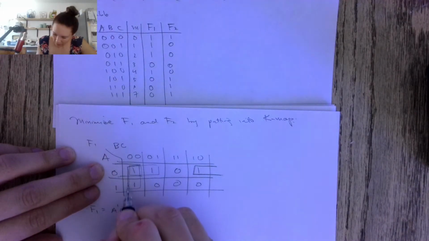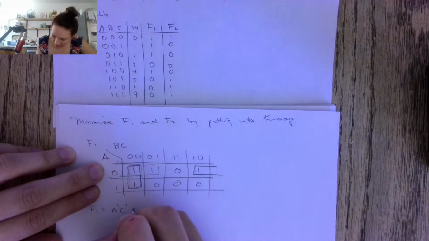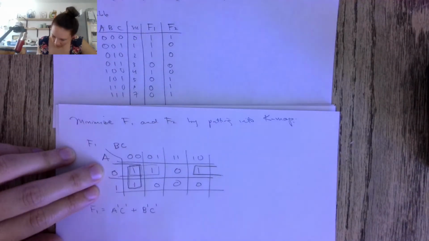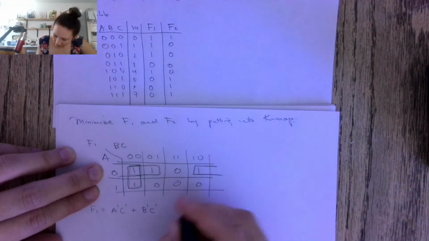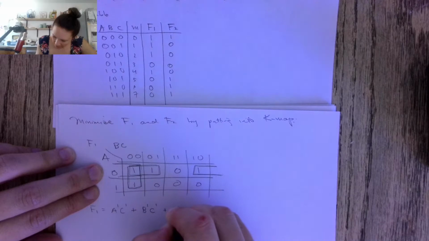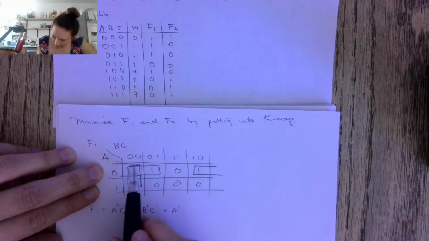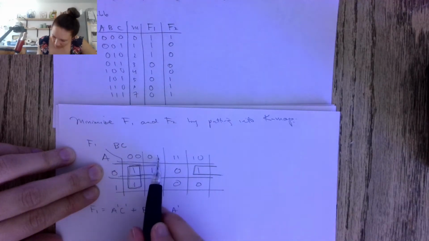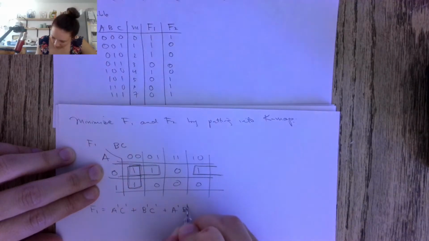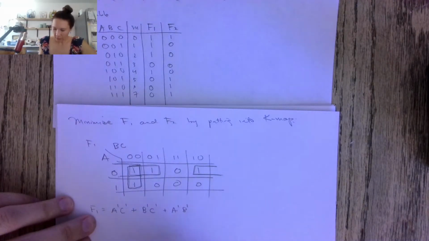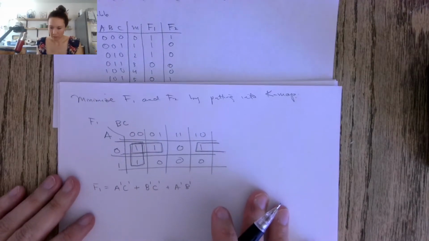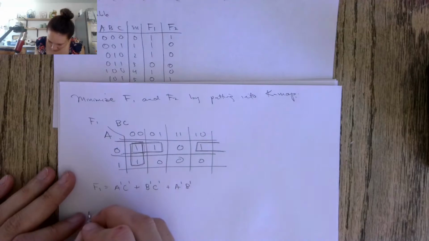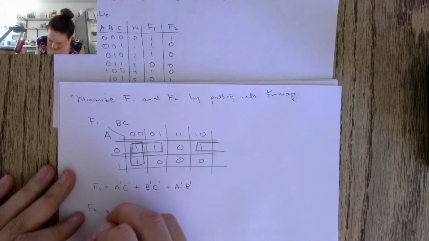Then for this grouping, here I have B is false and C is false, and A can be either. For this grouping, I have that A is false, C is either 0 or 1, but B is false. And that's it. So I have 3 product terms here for my F1 equation. Now let's do the same thing for F2.